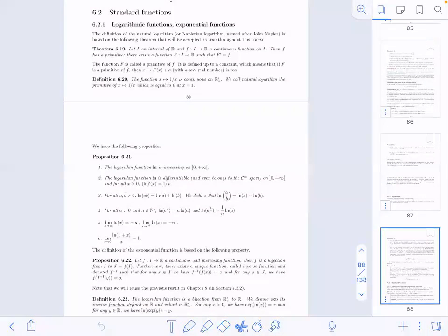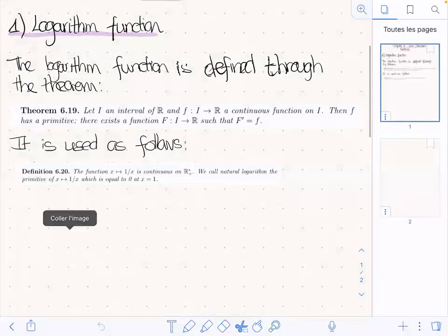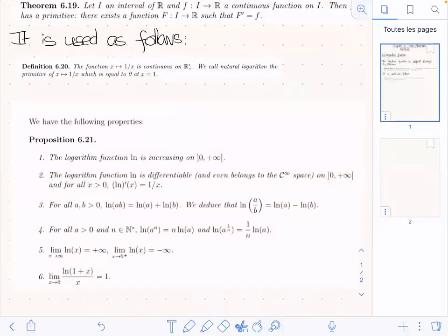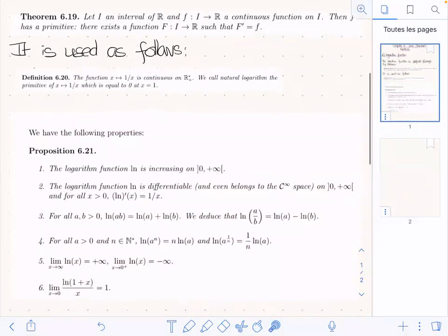Now, we have a bunch of properties that you've seen before for the logarithm function. So we're considering the function ln, but by abuse of notation, I often write that log as well. So it's increasing on 0 plus infinity. That's the first important thing. It's differentiable and even C infinity on 0 plus infinity. And of course, due to how it's defined, it has the following derivative.